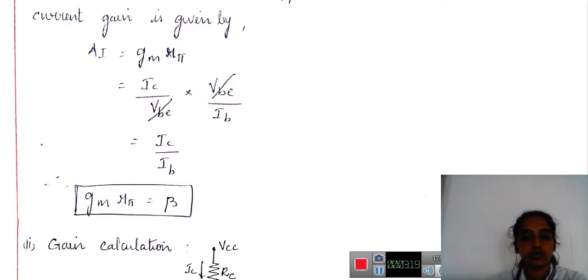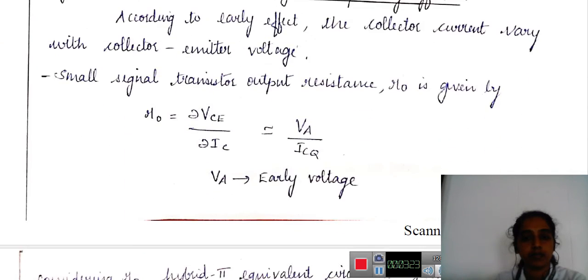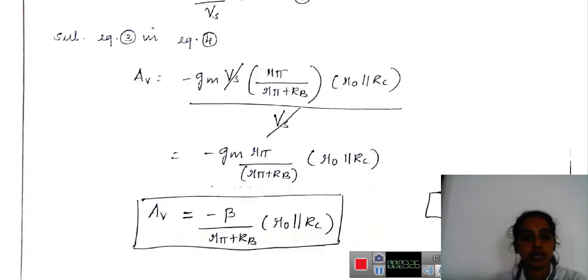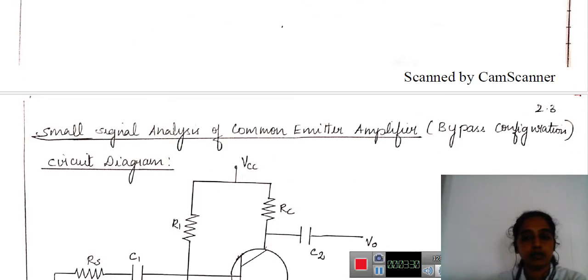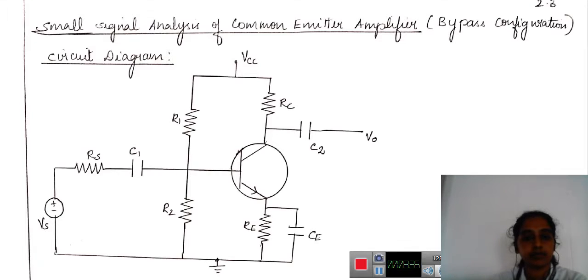Now let us go into the common emitter analysis. Analysis of common emitter amplifier. Now, first let us consider the bypass configuration. So here I have transistor, NPN transistor. I have the resistance, collector resistance. I have the voltage bias resistance R1, R2, source resistance RS, input and output capacitance C1, C2, and the bypass resistance and capacitance RE and CE.